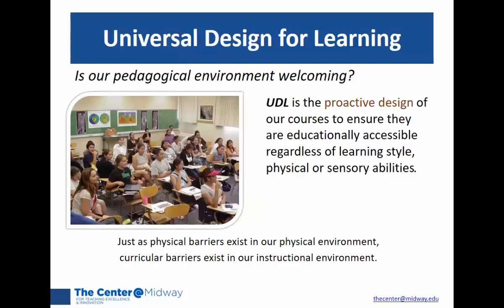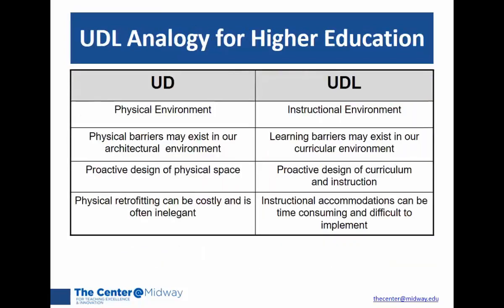And so that's the piece that we're going to concentrate on. So here's kind of the difference between your physical environments. Barriers may exist in our architectural environment. They may exist in our classroom curriculum. Here, we're going to design the space proactively, unlike Mars, to accommodate. But we're going to proactively think about designing our instruction. Retrofitting, going back. I mean, they're obviously not working on Mars right now.